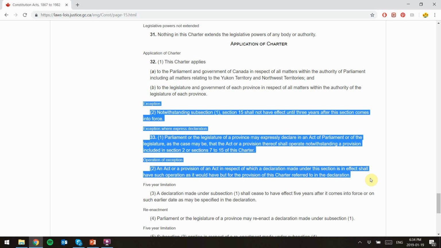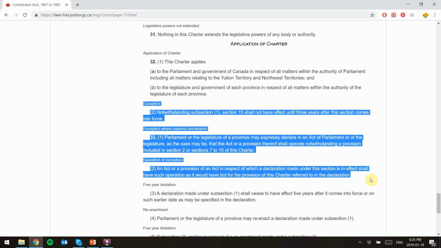Those who were opposed to the notwithstanding clause, which included Prime Minister Pierre Trudeau, thought that it could really jeopardize the Charter's purpose, and it wouldn't allow the Charter to protect individual rights. But in the end, it was included to secure the provinces' support.